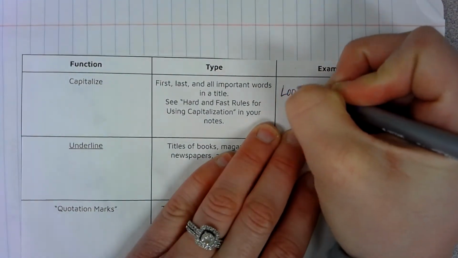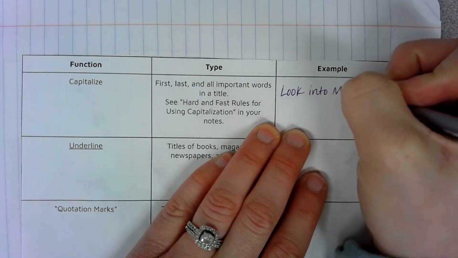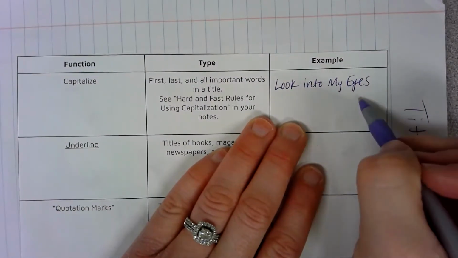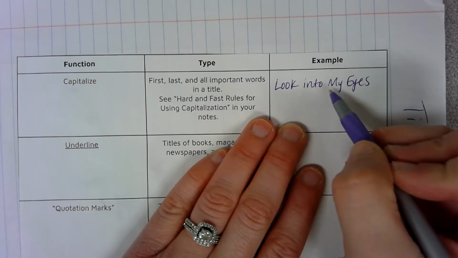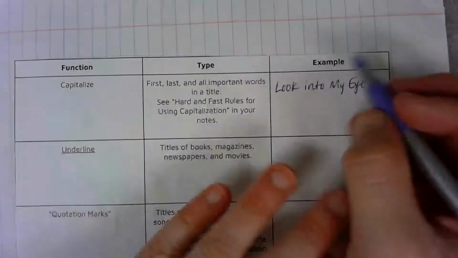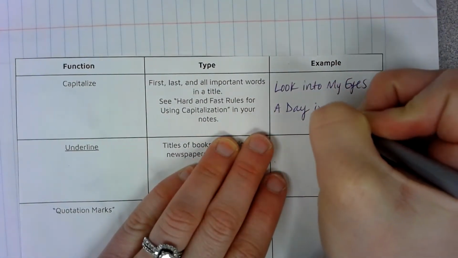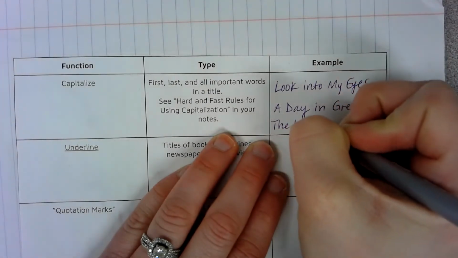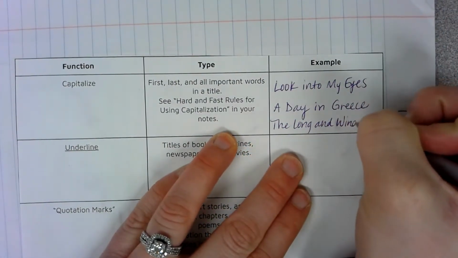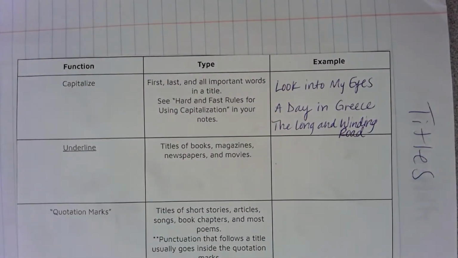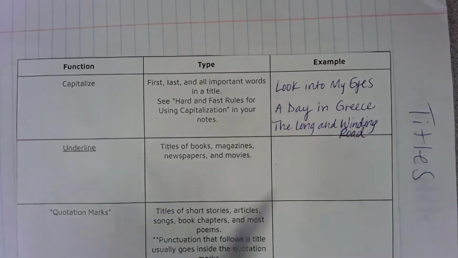This is a song, Look Into My Eyes. Into is a preposition, and that's the only word that's not capitalized. Eyes and Look are the first and last, and my is a possessive pronoun. So all pronouns, even though they're smaller words, are always capitalized. We have A Day in Greece. We have The Long and Winding Road. So and is another little word in the middle that is not capitalized in a title unless it's the first or the last.